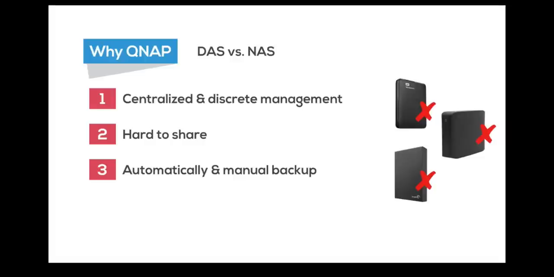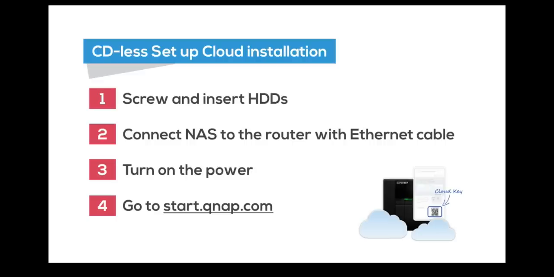And let's now head on to the setup part of the NAS. The CD-less setup is fairly easy. These are the steps which I will go over now with some simple directions. 1. Screw and insert the hard drives. 2. Connect the NAS to the router with the Ethernet cable. 3. Turn on the power. And 4. Go to start.qnap.com. So there are 4 steps to initialize this NAS.